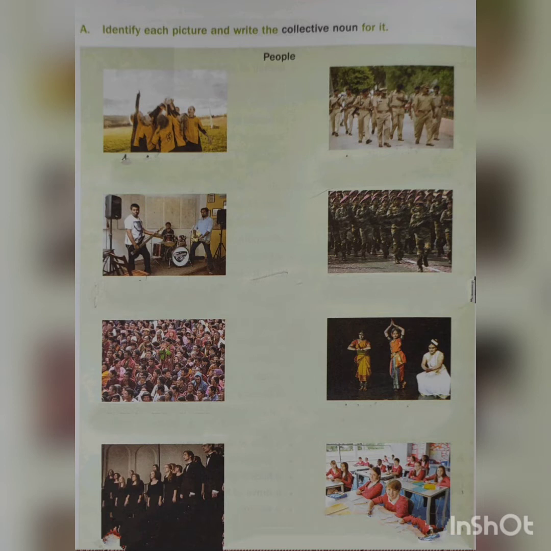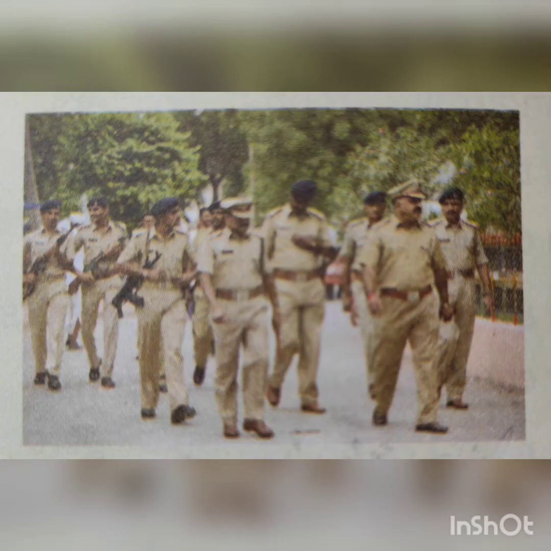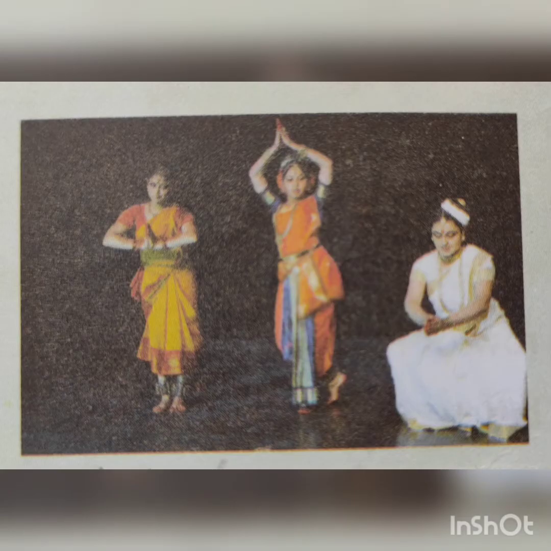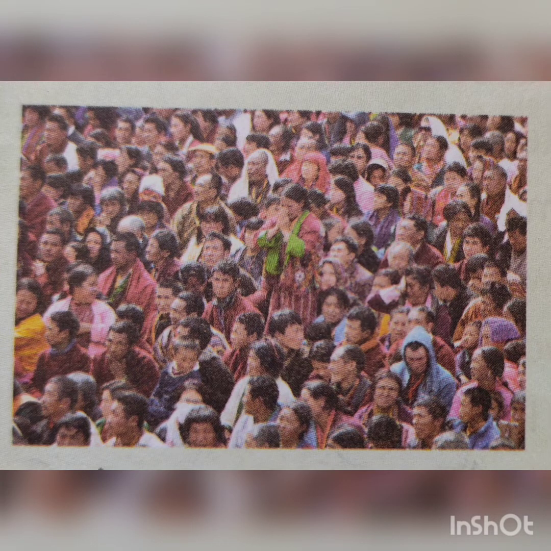Identify each picture and write the collective noun for it. So let's discuss one by one. A team of players. A patrol of policemen. A troupe of dancers. A crowd of people.